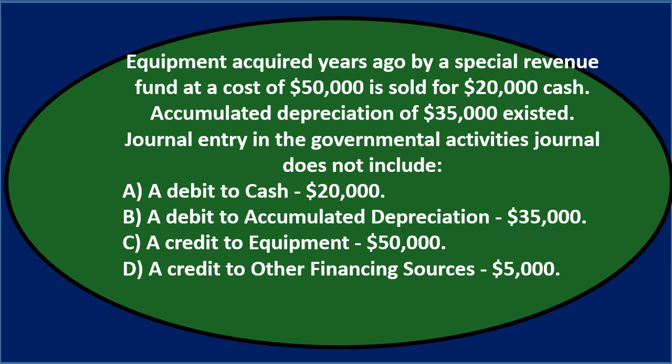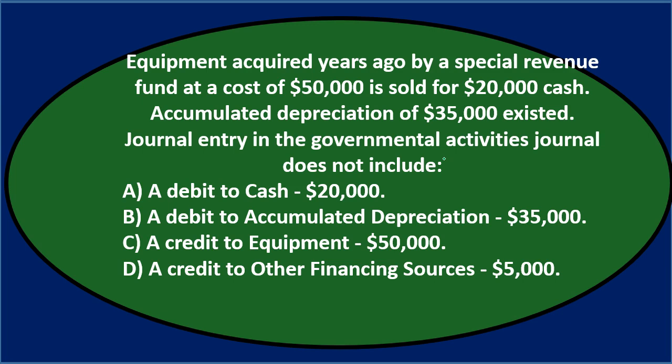So when you think about something like this, you want to think, okay, first, what type of fund are we talking about? The government-wide type of activities, or are we talking about funds? Now, you'll note it's a little tricky because it was purchased a while back in the special revenue funds. So you're thinking, all right, there's a special revenue fund. But then it says down here that we're going to journal entry in the Governmental Activities Journal. That's going to be the government-wide journal, activities journal. So now we're thinking, okay, we're on the government-wide level.